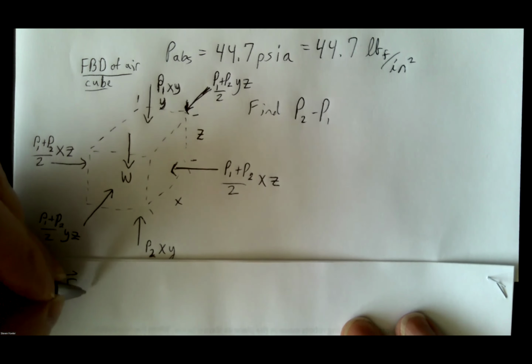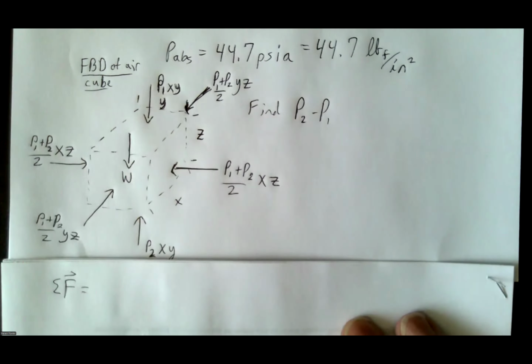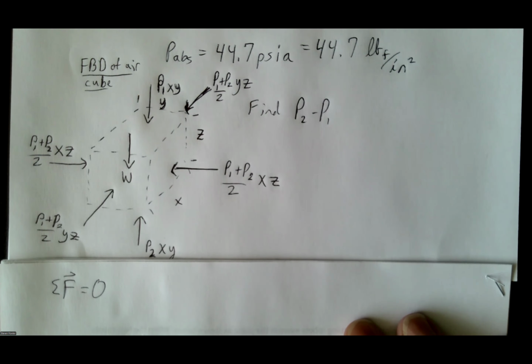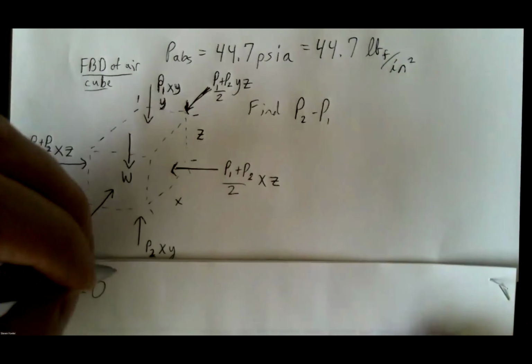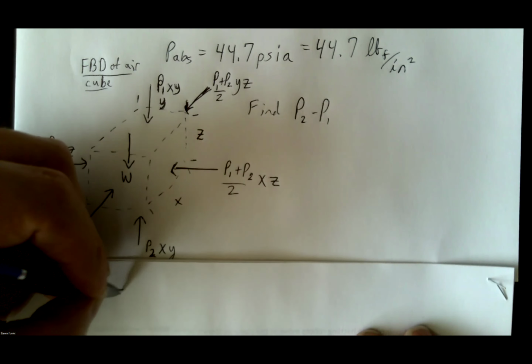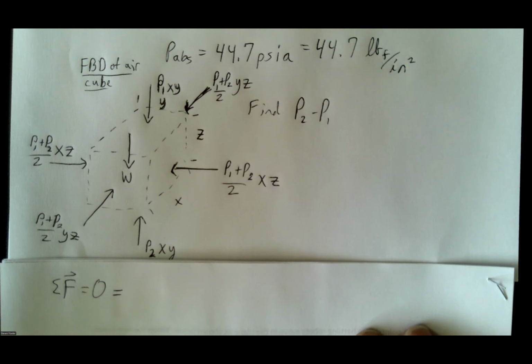You can break this out in x, y, and z components if you like. I'm going to assume Newton's first law applies here, and this box is in equilibrium. Let's just assume that it's stationary, that all these forces are going to cancel out. I think that will allow us to solve what we need to do here.